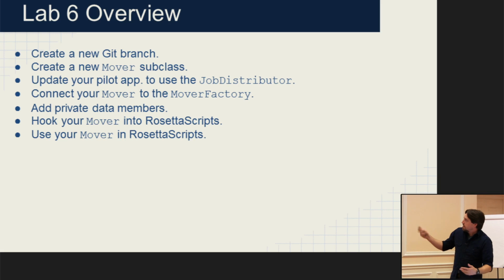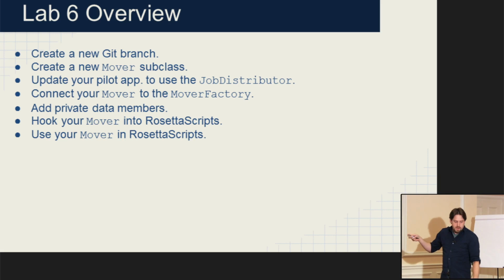Then you're going to, on your own, be updating your pilot app to use the JobDistributor using your new mover. And then you're going to connect your mover to the MoverFactory, and I'll do some review again about how to do that. Make sure you have all your private data members in your mover, and then we're going to hook your mover into Rosetta scripts, this last stuff that Rocco was talking about.